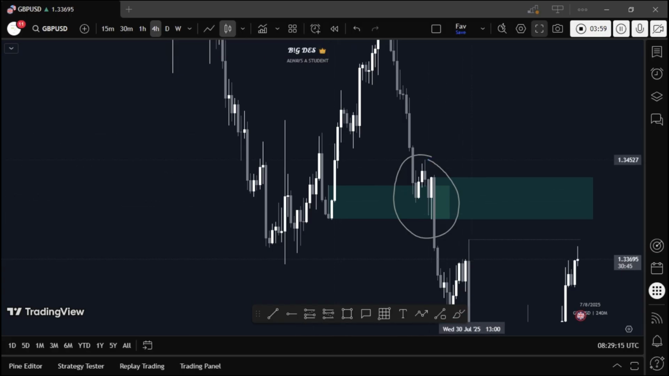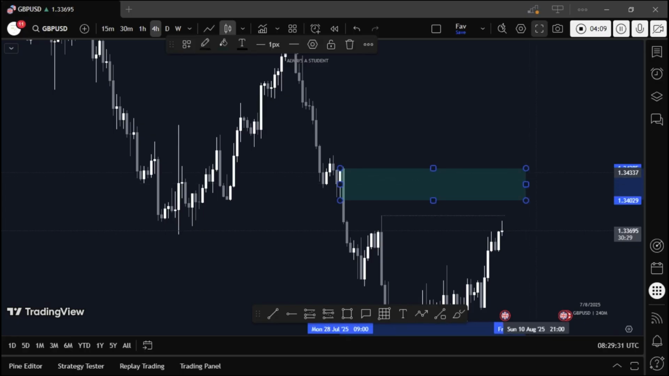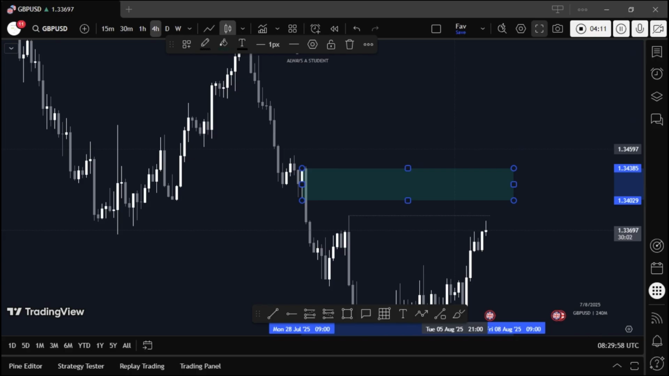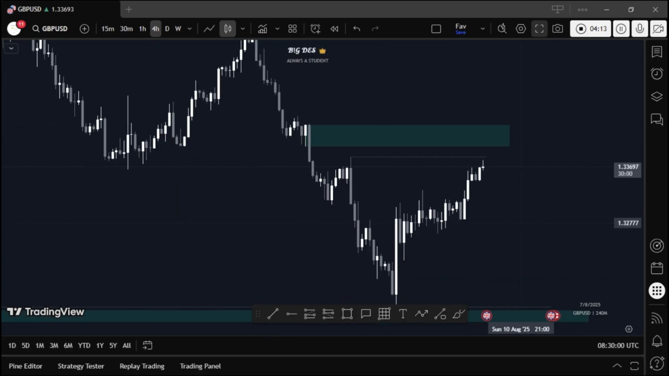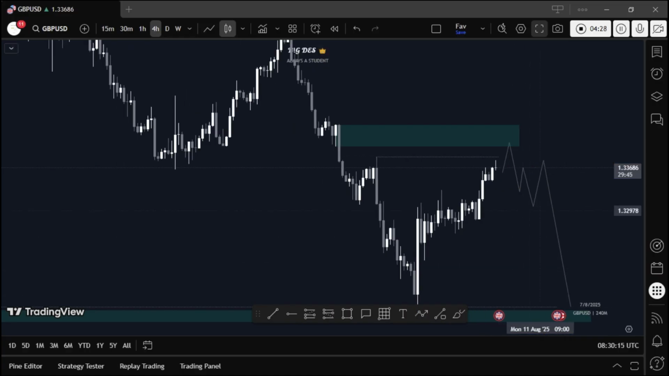So what I want to do is see price tap into this. I want to see price tap into this also. I would like to see price tap into this supply and give us a confirmation or an intention of some kind of reversal. Then we get in, and our target is going to be these equal lows over here.